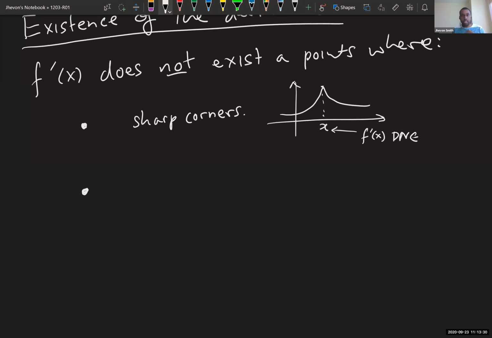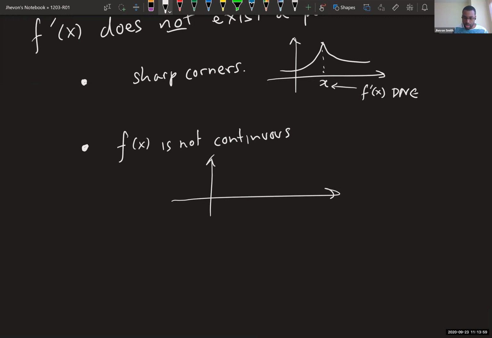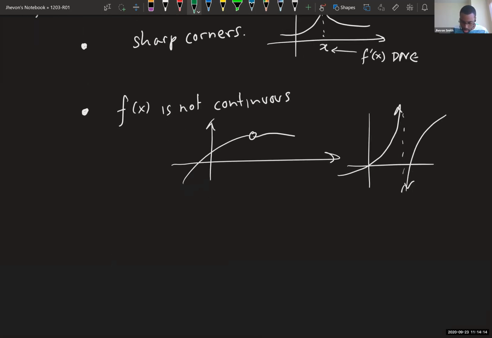Tell me another situation where a derivative does not exist. If f of x isn't continuous. Where f of x, the original function, is not continuous. So that's like where there's a gap or something, right? You have a graph with a hole in it, or a graph where it shoots up to infinity and down like that. So if this here is your x value and this here is your x value, f prime does not exist at these points.